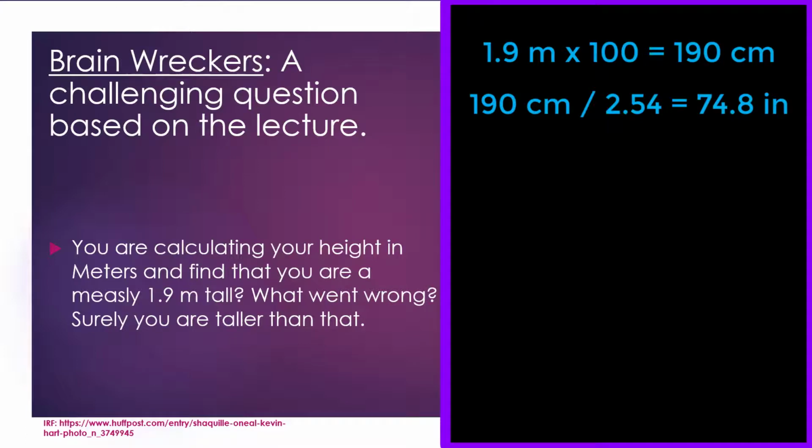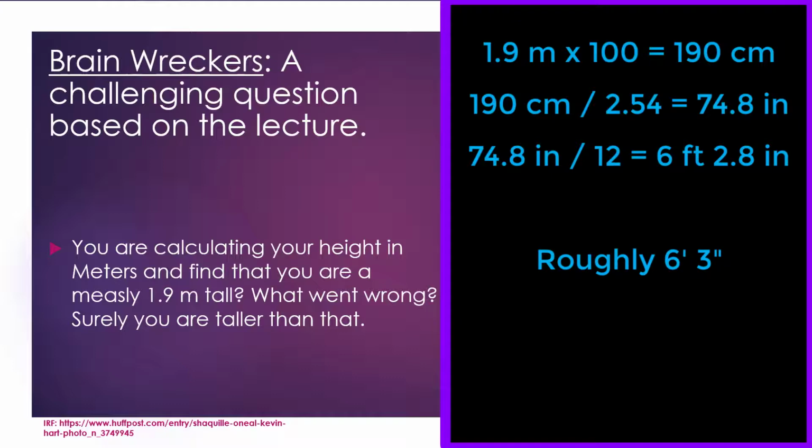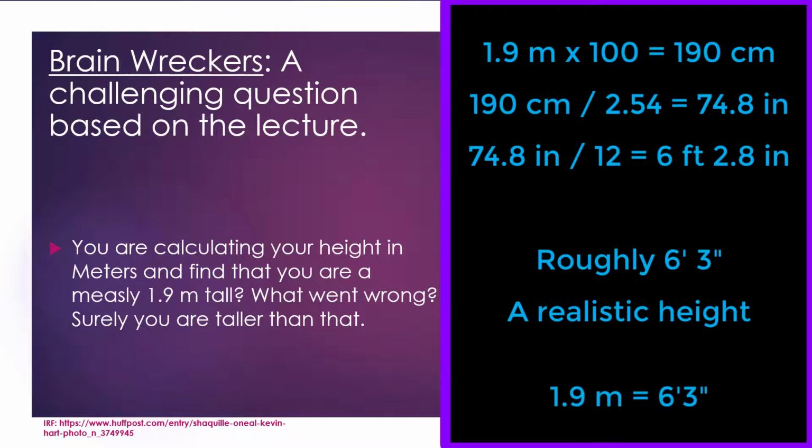And we know that there are 12 inches in a foot, so 6 feet would be 72 inches. So this person is 6'3", basically. We had 74.8, and if we round that up to 75, this person's 6'3", which is actually a pretty tall individual. So 1.9 meters is actually a pretty tall height.